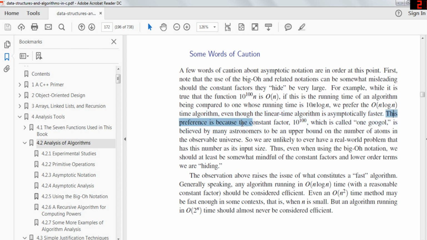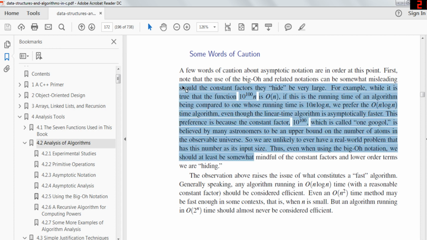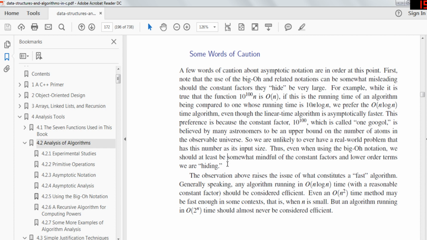This is preferable because the constant factor 10 to the 100, a googol, is believed by many astronomers to be the upper bound of the number of atoms in the observable universe. So we are unlikely to ever have a real world problem that has this number as its input size. Thus, even when using the big O notation, we should at least be somewhat mindful of the constant factors and lower order terms that are hiding. So this is what they're saying in this paragraph. They're just saying there might be constant values and lower order terms hiding in whatever algorithm you're analyzing. That's what they're saying, okay?